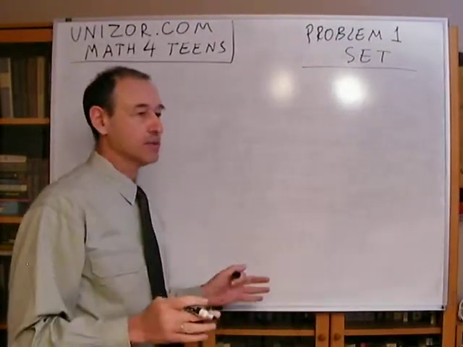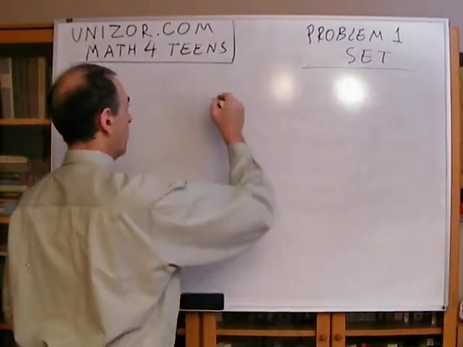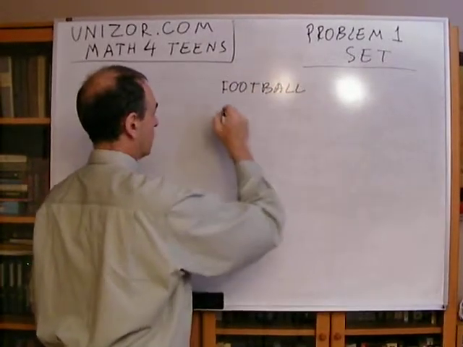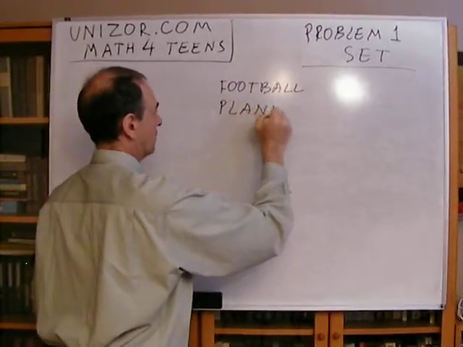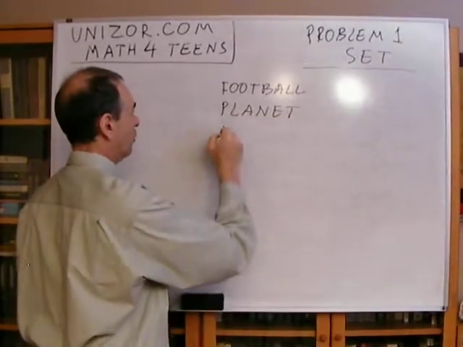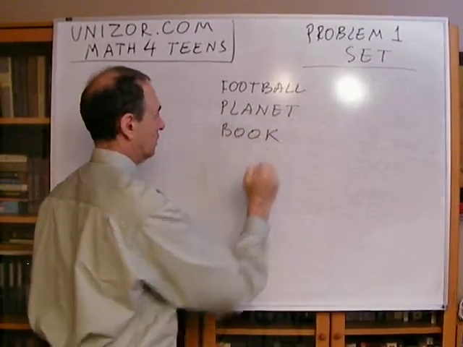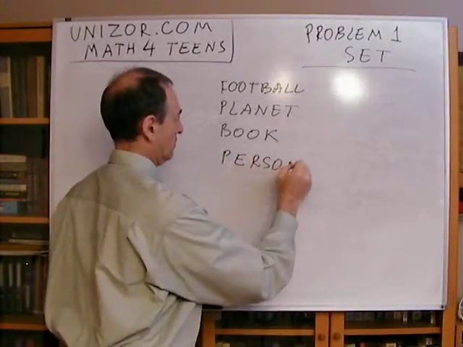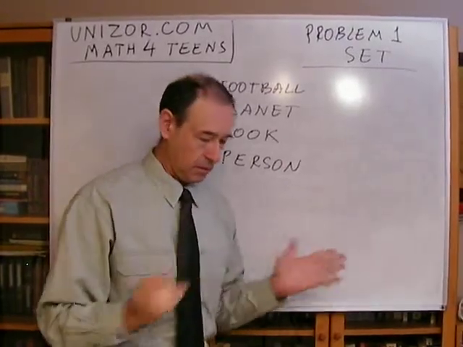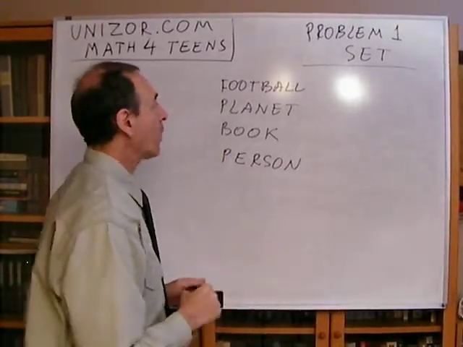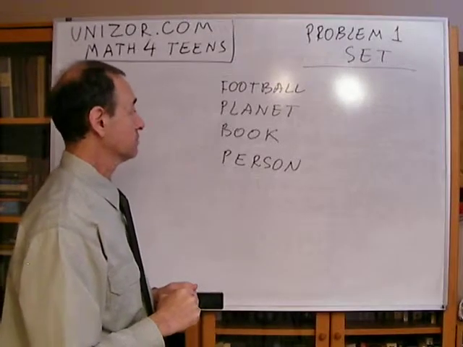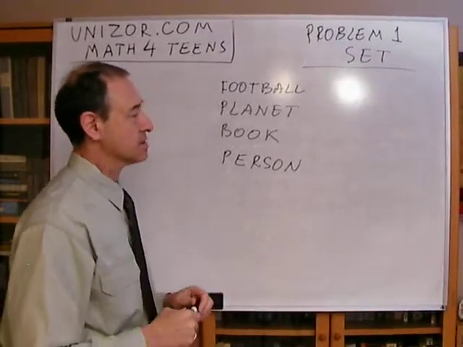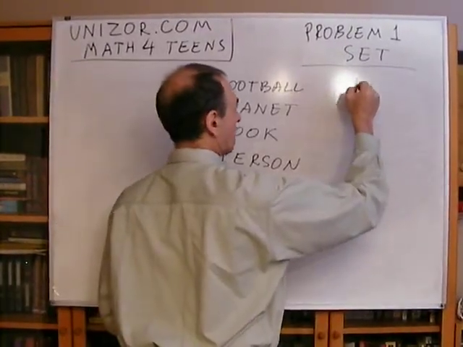Let's consider a set which consists of the following elements. Let's say a football, planet, book, and a person. Well, question number one, how many elements does this set have? Well, obviously you can answer that question yourself. You don't really need an exercise. So first is how many elements?